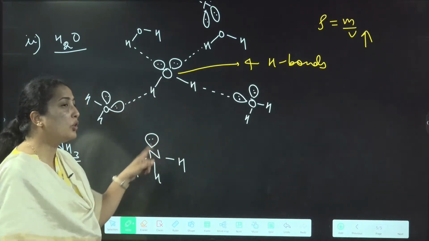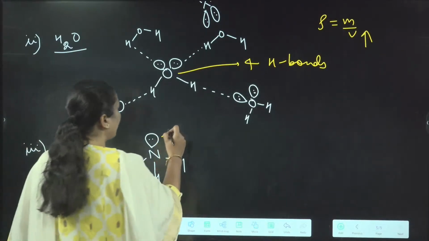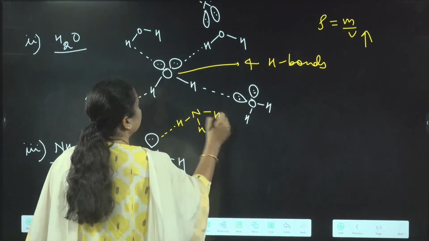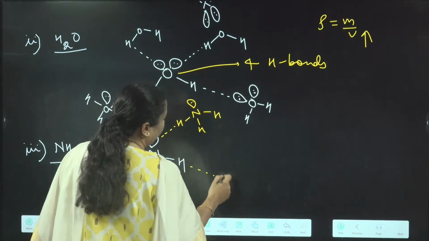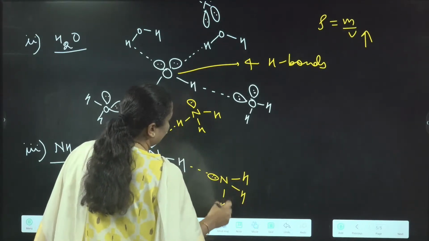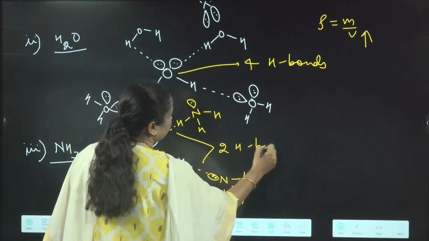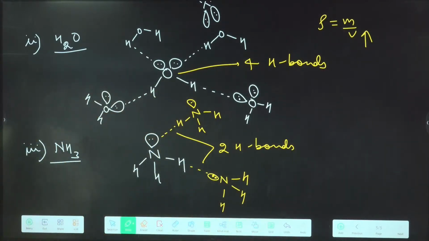So basically who is going to decide now? It's the lone pair that is going to decide. So how many hydrogen bonds are we going to have? One lone pair requires one hydrogen atom. Similarly, one of the hydrogen atoms can bond with what? One of the lone pairs on the nitrogen. So basically you are going to get two hydrogen bonds here. Getting it? Please draw this, then we'll proceed further.